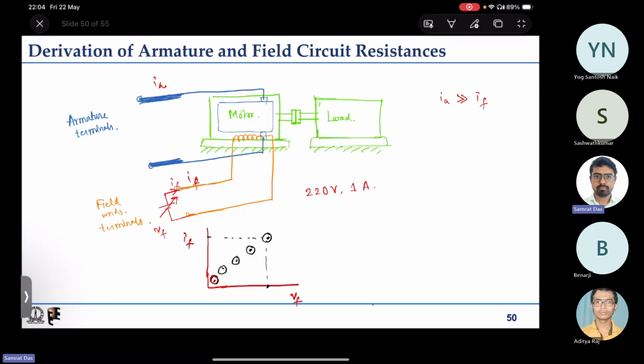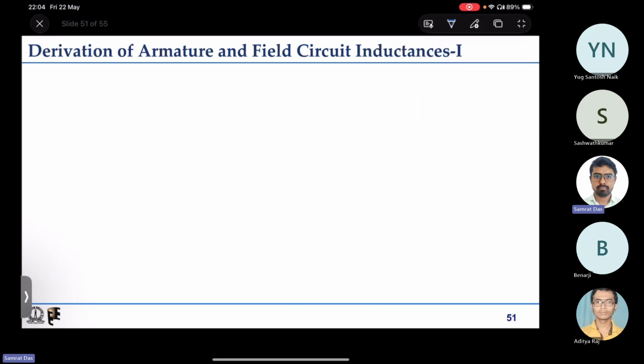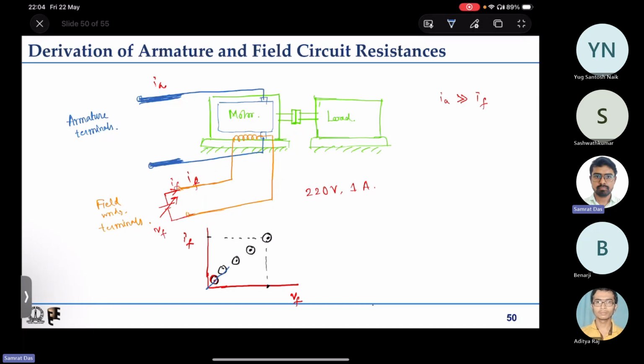Now mostly, if you take a few readings and take the average of them, you will find that it is a straight line passing through the origin, right? And if you calculate its slope, the slope is nothing but 1 by Rf, that is If by Vf. So delta If by delta Vf is the slope of this line, and that is nothing but the reciprocal of the field winding resistance. So this is how you can find the field winding resistance.